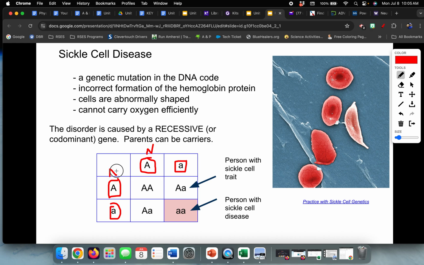But if they have children, they have a 1 in 4 chance that the child will have sickle cell, that it will get the recessive gene from both parents.